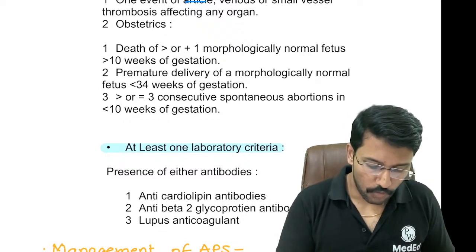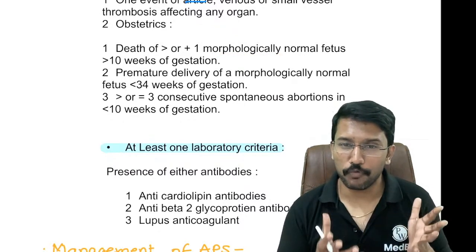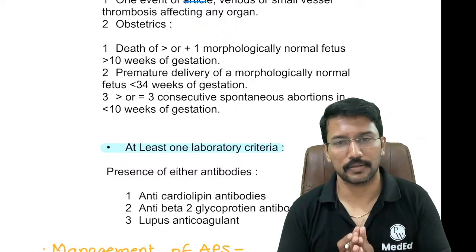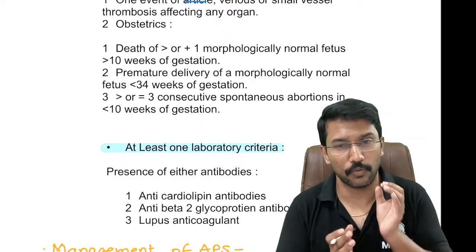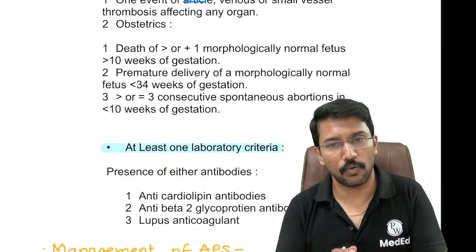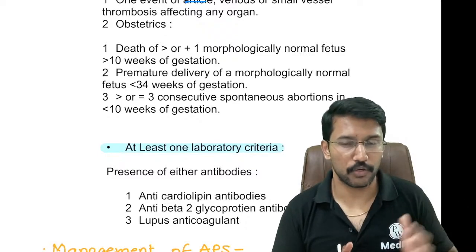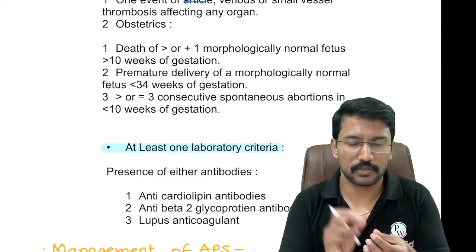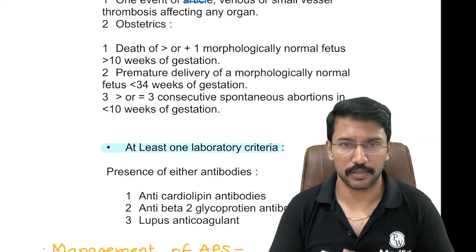Why emphasis on morphologically normal fetus? Because if the fetus had morphological abnormalities like congenital defects, then those defects explain why there is intrauterine death or why there is premature labor. But if you had a normal fetus but still there was intrauterine death or premature labor, it may point towards the presence of blocks or clots in the blood vessels feeding the fetus from the mother.